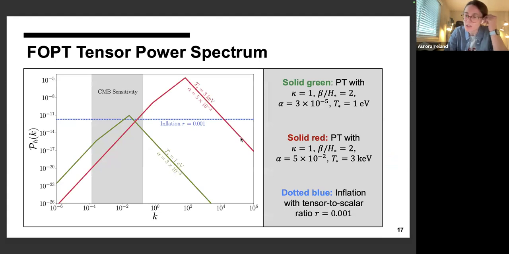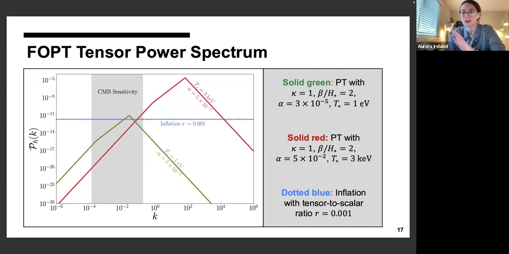So this is what it looks like. Here I have two benchmarks. For the phase transition, for both, I'm going to take the efficiency factor to 1 and beta over H star of 2, which is consistent with a supercooled phase transition. And then the green benchmark is taking place pretty late at 1 eV in the visible sector.